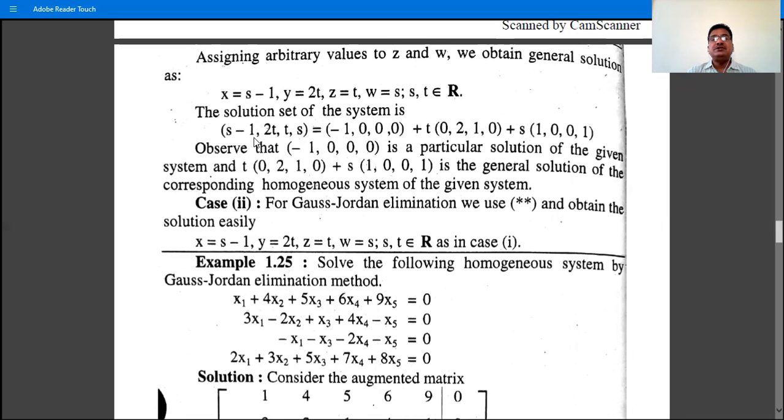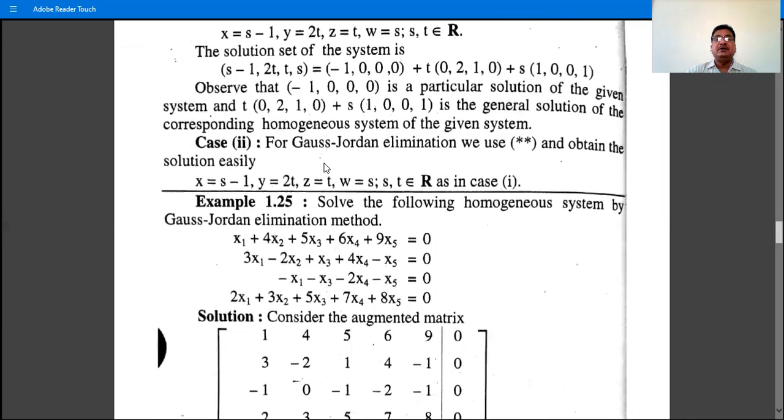And another question is to find the general solution of the associated or corresponding homogeneous system. So this part asks for the general solution of the corresponding homogeneous system of the given system.